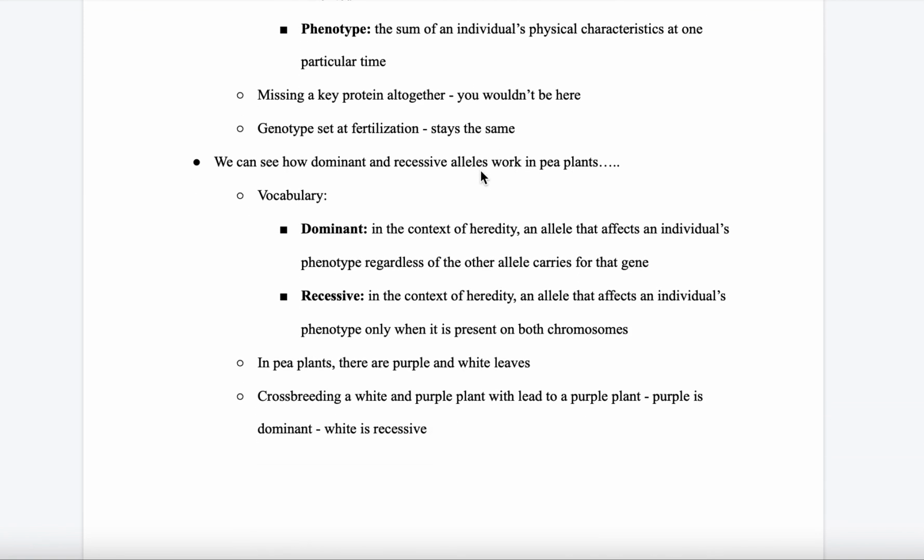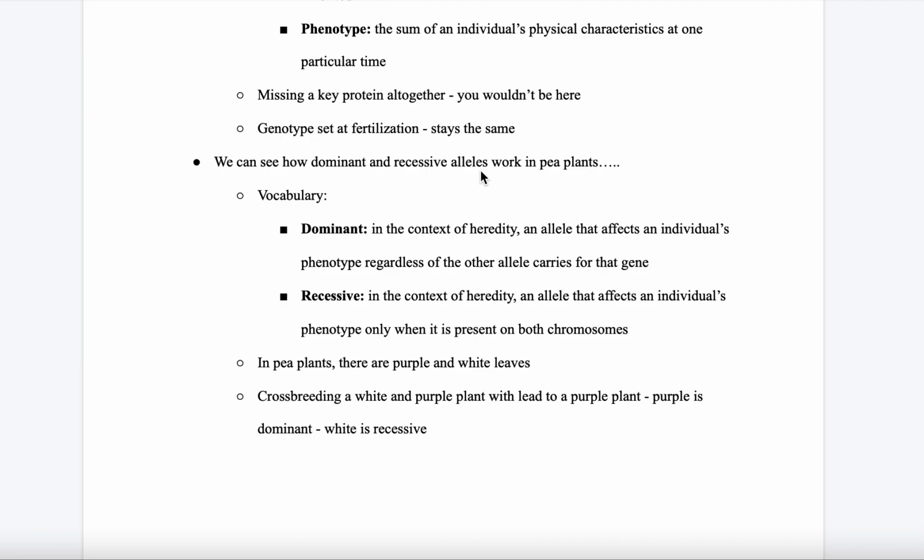So the last section is about dominant and recessive alleles and how they work in pea plants. Pea plants are the example used in the textbook. For the vocab, dominant, in the context of heredity, means an allele that affects an individual's phenotype regardless of the other allele carried for that gene. And recessive, in the context of heredity, is an allele that affects an individual's phenotype only when it is present on both chromosomes.